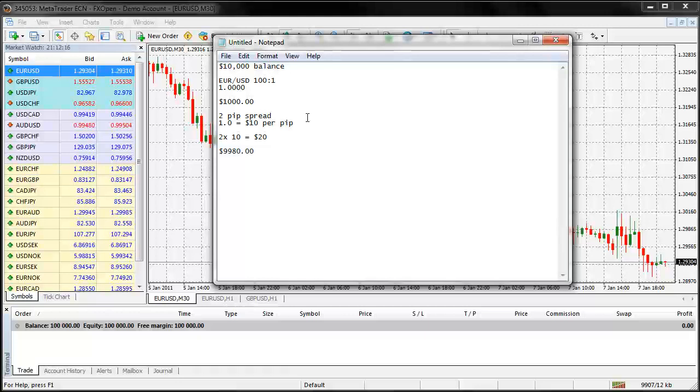Okay, but my free margin should be the equity minus the price that it cost me to open up, which is 1,020. So we need to say 8,980, and this equals my free margin. Sorry, that's the wrong way around. Equity, free margin.